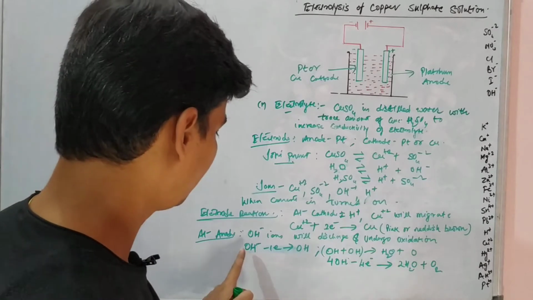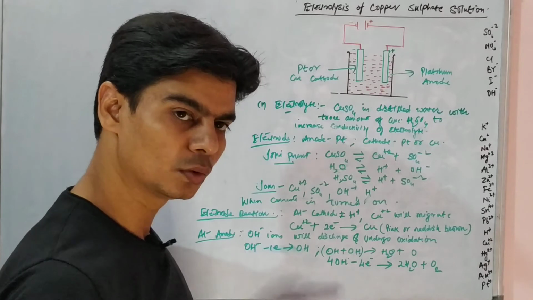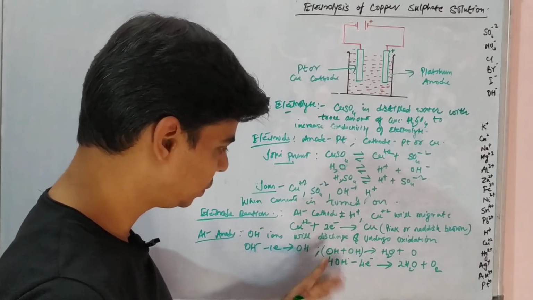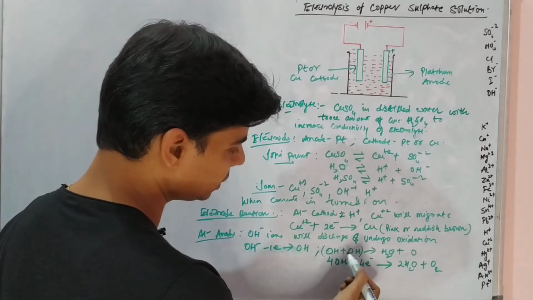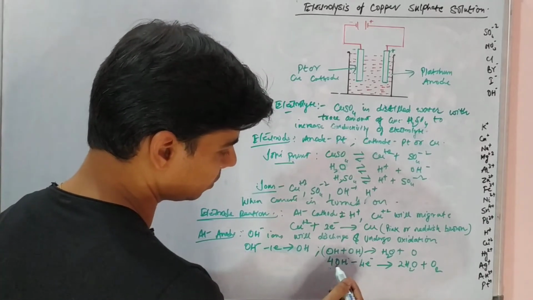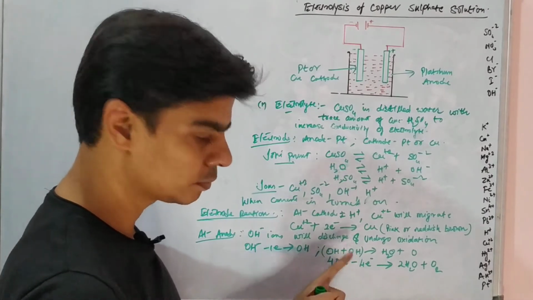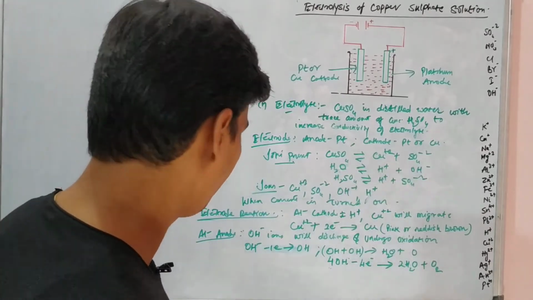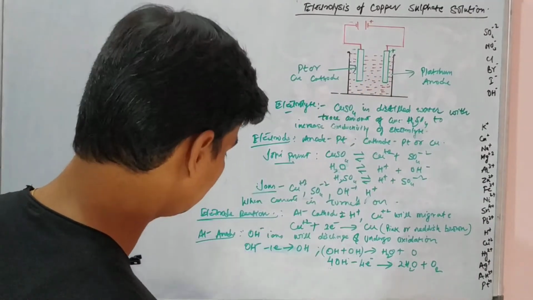We can look at it here: one hydroxyl ion loses an electron to give 1 OH radical. Similarly, 2 hydroxyl ions will lose 2 electrons to give 2 OH radicals, and these 2 OH radicals will combine to give 1 oxygen atom. Similarly, 4 hydroxyl ions will lose 4 electrons and form 4 OH radicals, and they will give 1 oxygen molecule and 2 water molecules. So the product at the anode, when a platinum anode was used, is oxygen.